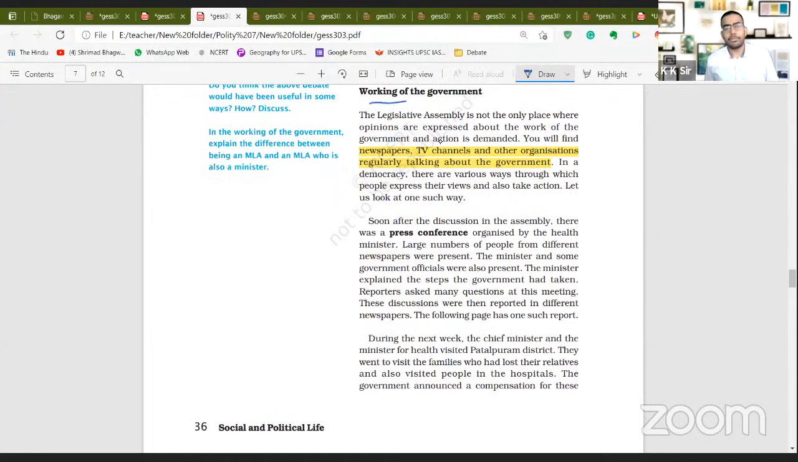Now, the working of the government. See, the legislative assembly, as I told you, is there to check the executive, but it's not the only place. Newspapers, TV channels, and other organizations are also there who keep a check upon the government. वो भी नियंत्रण रखते हैं क्या what government is doing, what government is not doing. They are supposed to ask the questions.